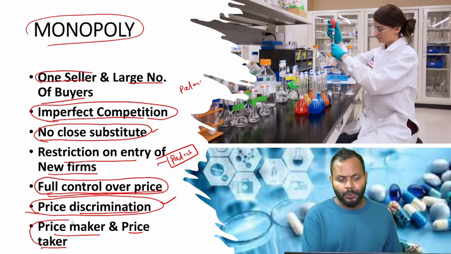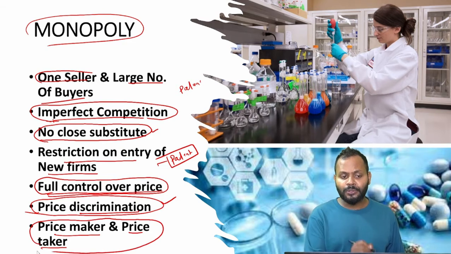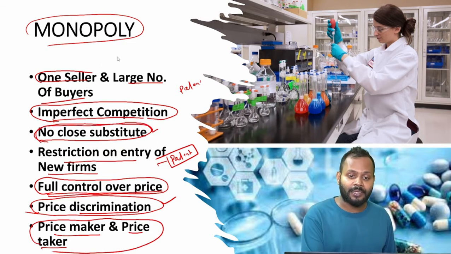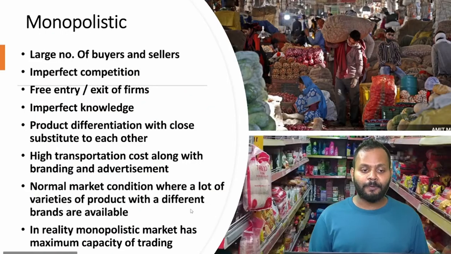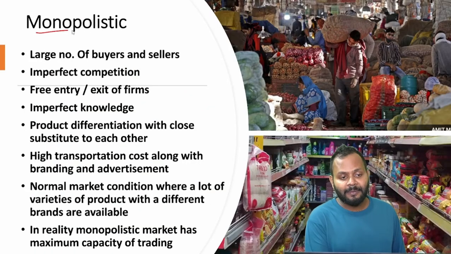No other. So do you think there is a substitution? There is no close substitution. Why? Because this product is unique. The product is always unique. Right? This is called what? A monopoly market.